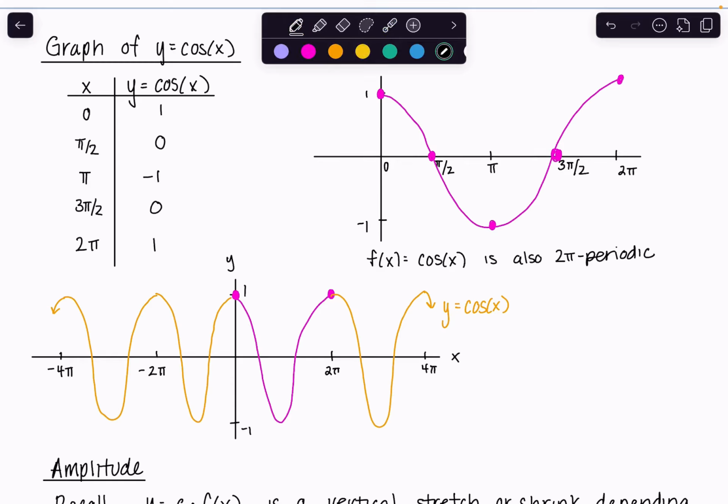So here, really, all of the same properties are going to hold. Your domain is any angle you want. Your range is just the numbers -1 to 1. Your max value is +1. Your minimum value is -1. And your period is still 2 pi.